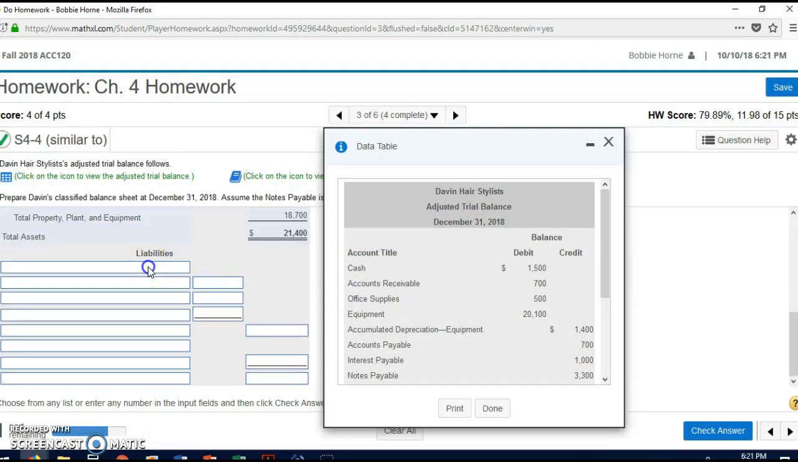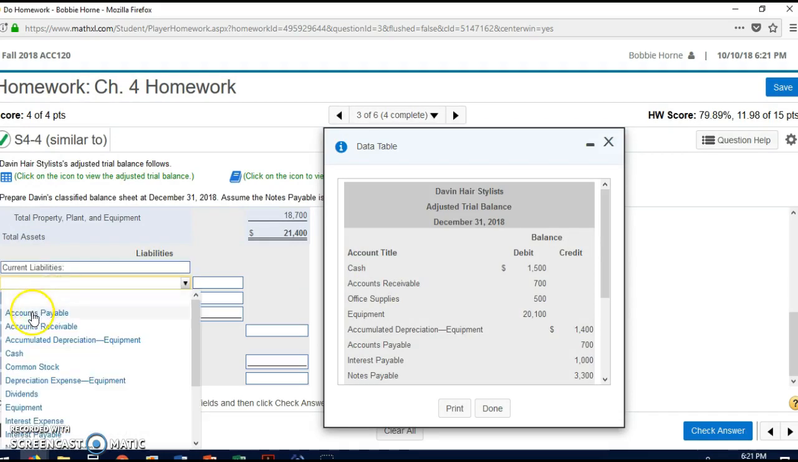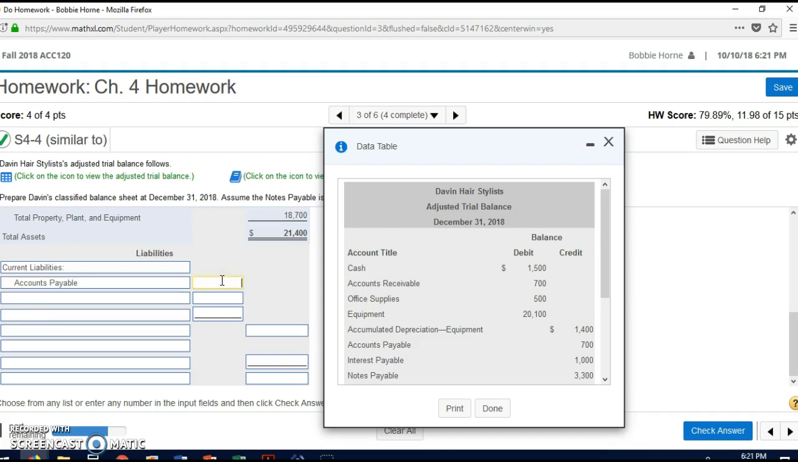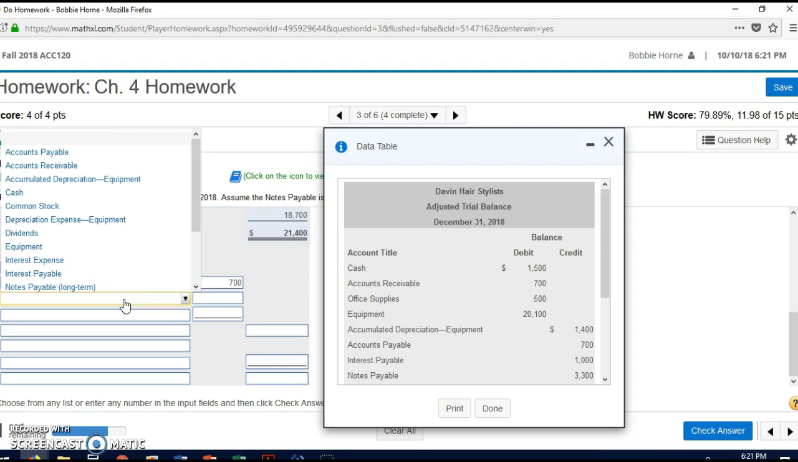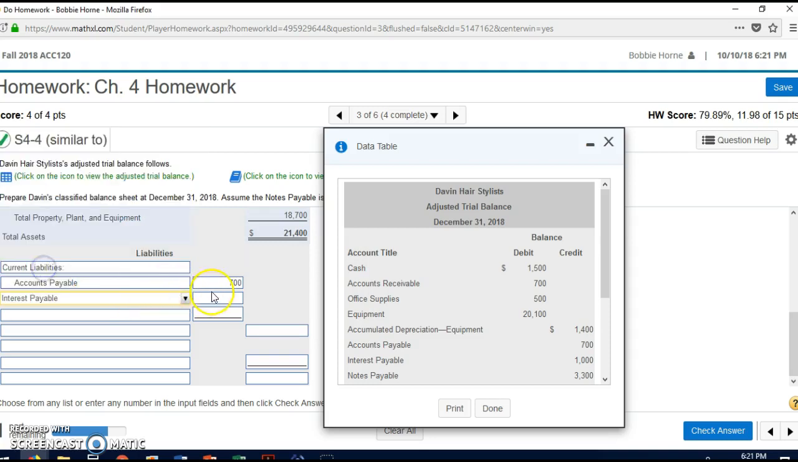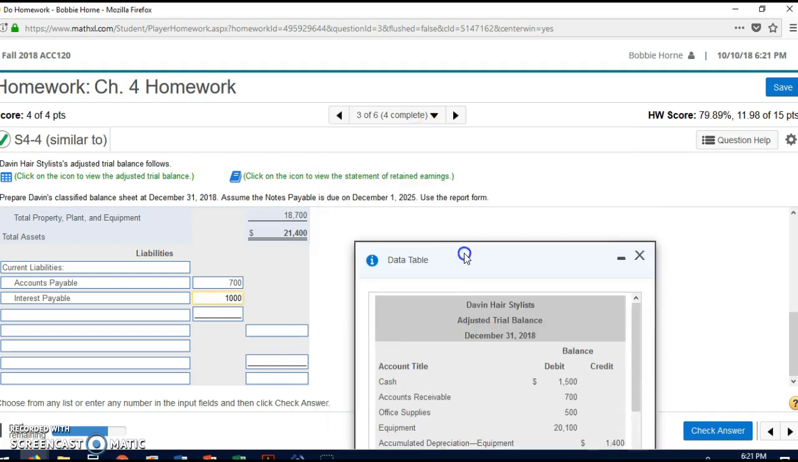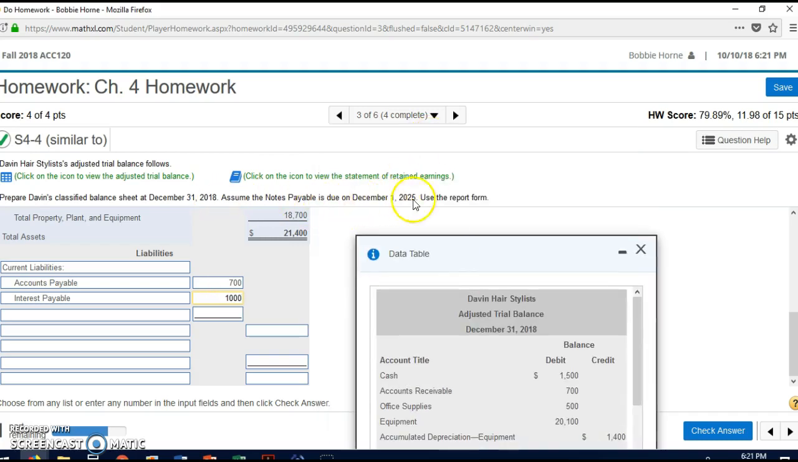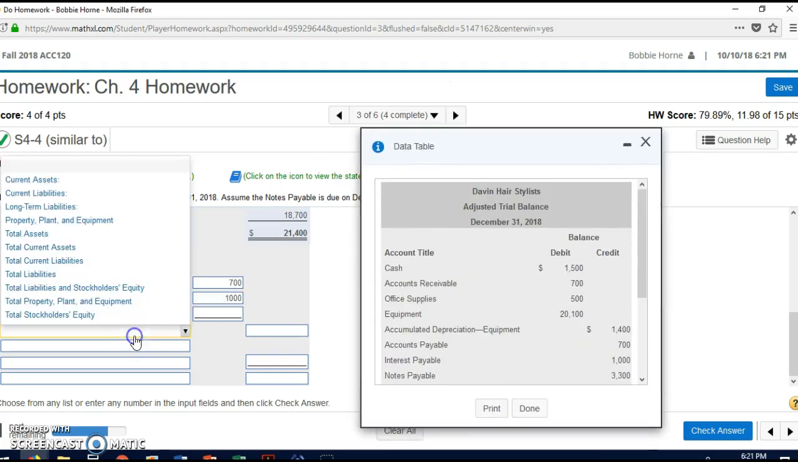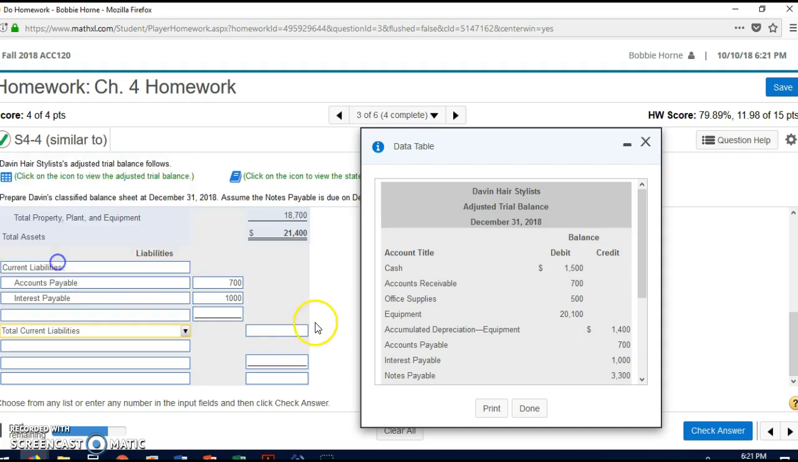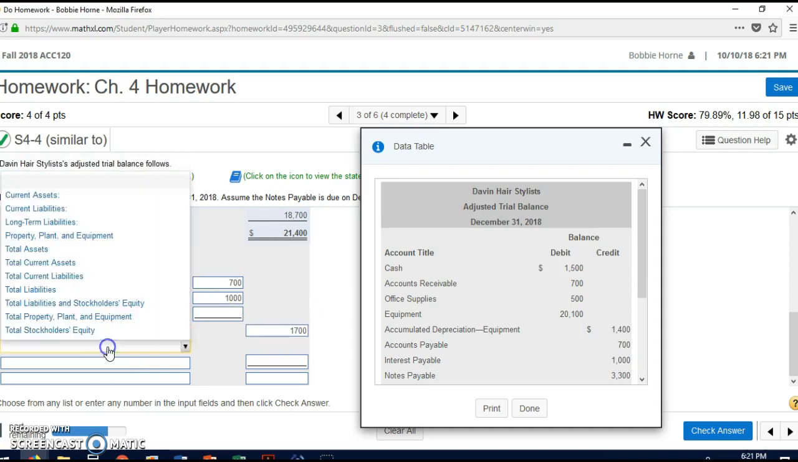Now your next section is your liabilities. So you're going to have your current liabilities, which is your accounts payable of 700, and then you have your interest payable of 1,000. And then the notes payable, they tell you up here that is not due until 2025. So it's long term. So that's all of your current liabilities. So total current liabilities would be 1,700.